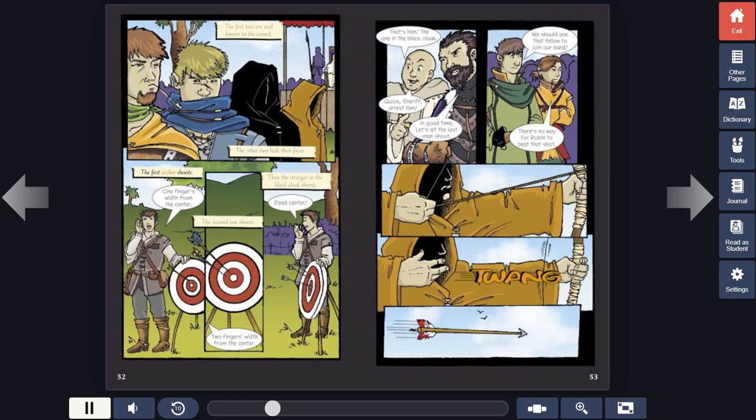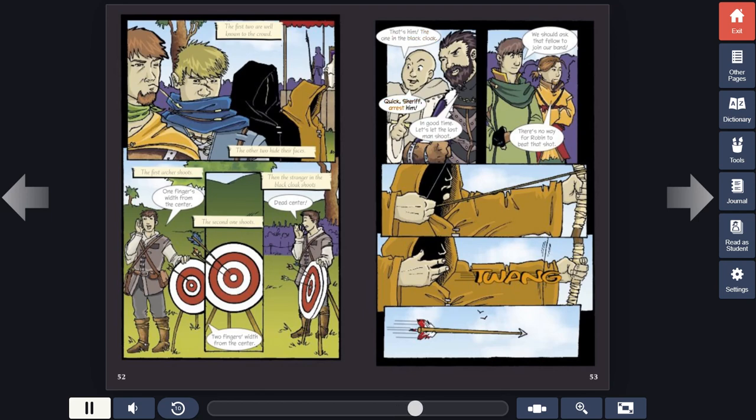The first archer shoots. 1 finger's width from the center! The second one shoots. 2 fingers width from the center. Then the stranger in the black cloak shoots. Dead center! That's him! The one in the black cloak!